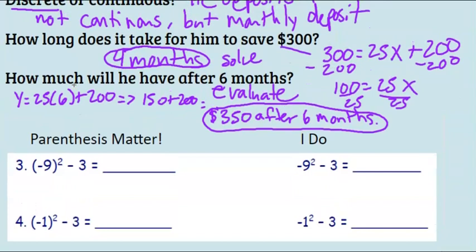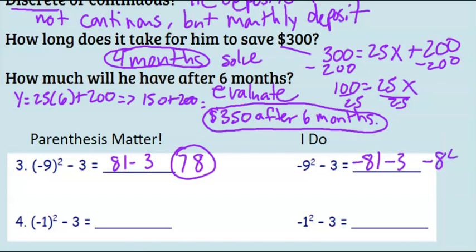Now, an important thing to know when you're evaluating expressions is that parentheses matter. When we type this in the calculator, (-9) squared minus 3, well, it's going to be 81 minus 3, that's 78. But now, -9 squared minus 3, if you put that in, that would be -81 minus 3. And that would give you -84. 78 is not equal to -84. So those parentheses mattered there.